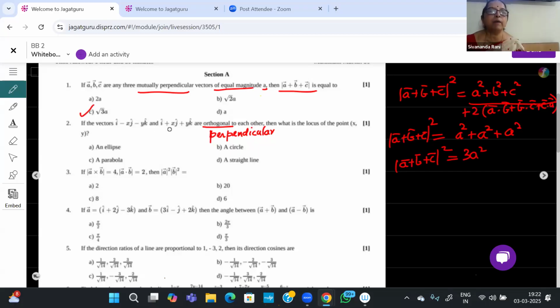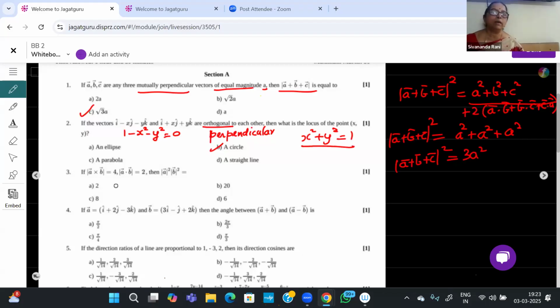Next one. A bar plus b bar. What is the locus so that they are orthogonal? What is your answer? Circle, ma'am. Very good. Correct, Anirudh. Because what is the dot product between them? 1 minus x square minus y square. That's equal to 0. Or x square plus y square is equal to 1. Do you all know it's a circle?